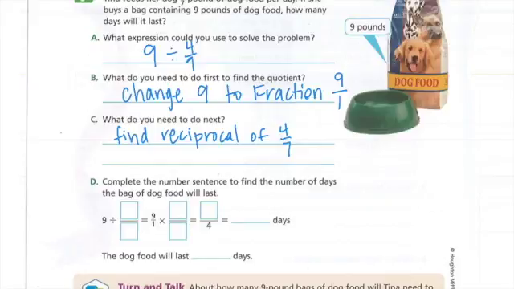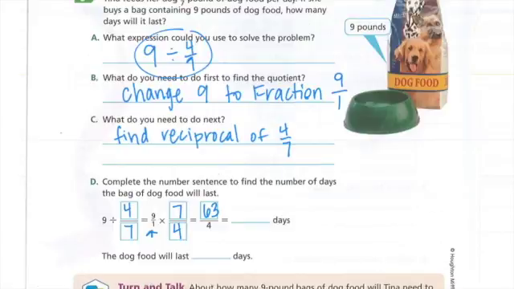D, complete the number sentence to find the number of days the bag of dog food will last. So remember, it was 9 divided by 4/7. That's what we set up here. Then we said change 9 to a fraction. There it is. Then we said find the reciprocal of 4/7. So we're going to take 4/7. The reciprocal means to turn it upside down. So that's 7 over 4. Now we're going to multiply. We just go straight across. 9 times 7 is 63. And then 1 times 4 is 4.